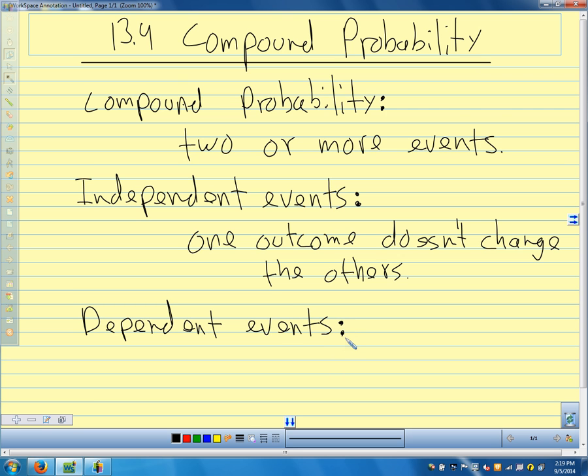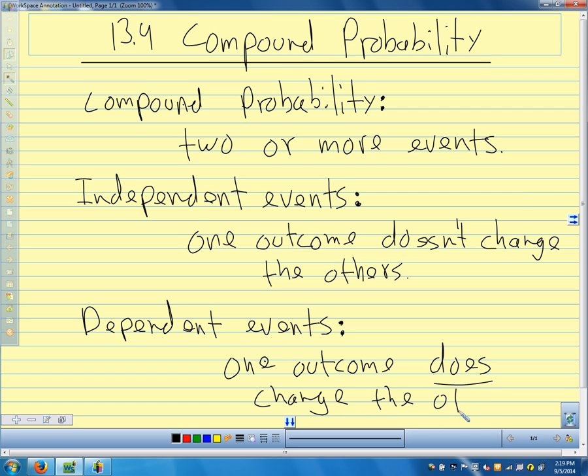We also have dependent events. So based on what we just said, what are dependent events going to be? Something that does affect the outcome. One outcome does change the other. So thinking about that worksheet that we did yesterday, what would be an example of dependent events? What do you think?